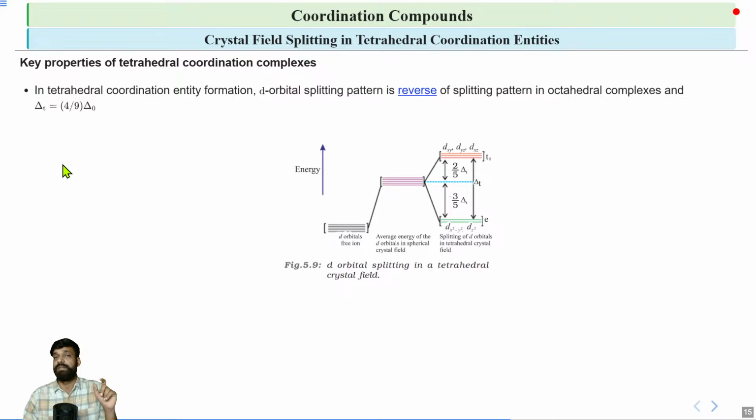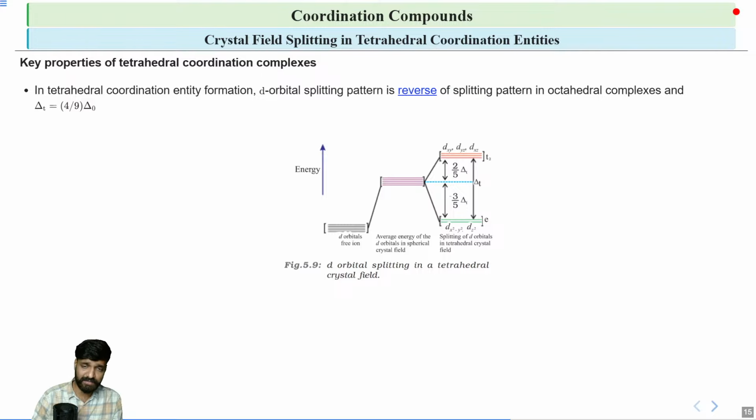In these two complexes, the energy relation between the splittings is delta t equals 4 by 9 delta o. This means for the same metal ion and the same ligands, but with different coordination numbers, the octahedral splitting energy will always be higher. Delta t is 4 by 9 of delta o, so it is smaller. The reason is clear: the number of ligands is less, so the interaction is less, and hence the splitting energy is less.